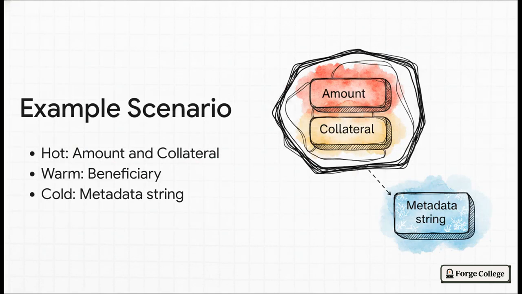Imagine we have a nested mapping going from a user to an asset to a position. Let's check the temperature. The amount and collateral inside that position, those are red hot. They get updated on every single deposit or withdrawal. The beneficiary address, we'll call that warm since it's read occasionally. But the metadata string, that is freezing cold. We almost never need it on chain. So applying our steps, we pull that bulky string out of the main struct and replace it with a lightweight bytes32 ID pointer. Think of it like a tiny digital fingerprint. Doing that is going to save everyone a literal fortune in gas.